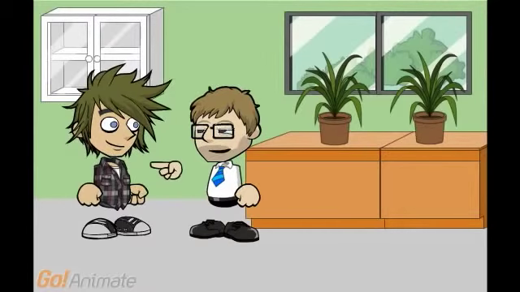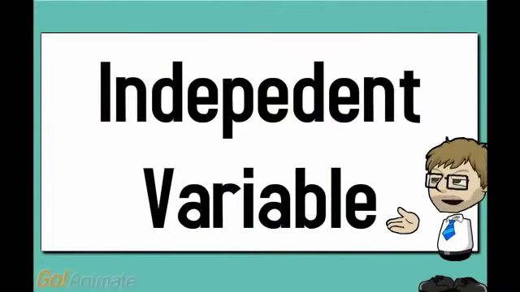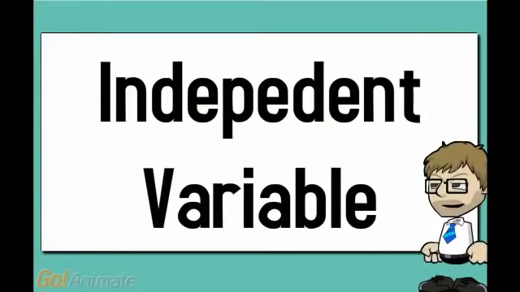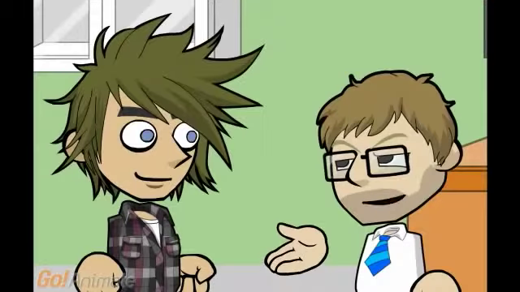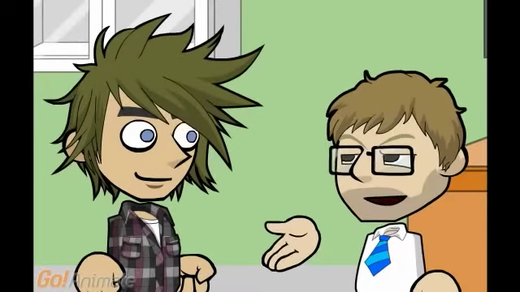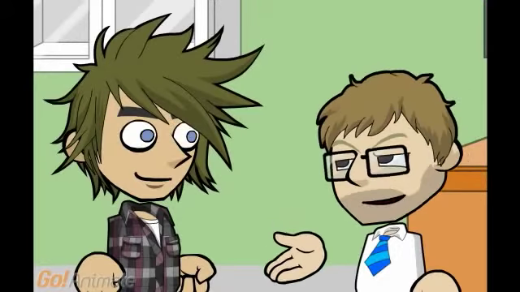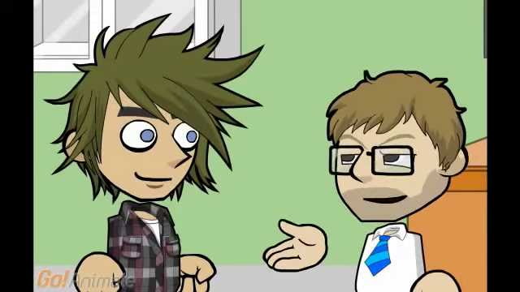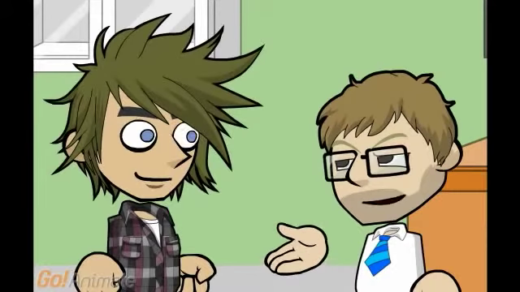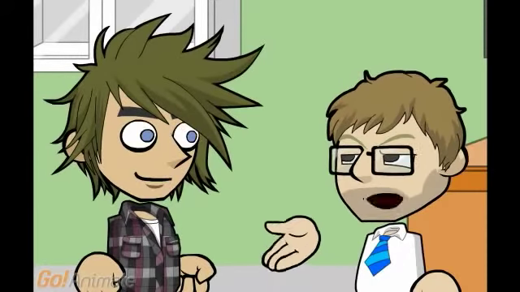You got it, buddy. In order for an experiment to be fair, you can only change one thing at a time. Everything else in the experiment should stay the same. In your experiment, the thing that you change is called the independent variable. In order for a test to be fair, you must always only have one independent variable. And remember, that's the thing that you're going to change. In our case, it was the amount of water that the plants received.